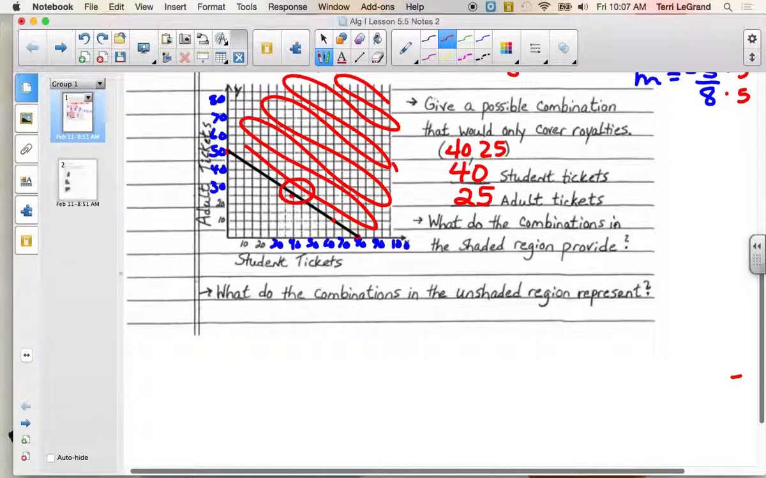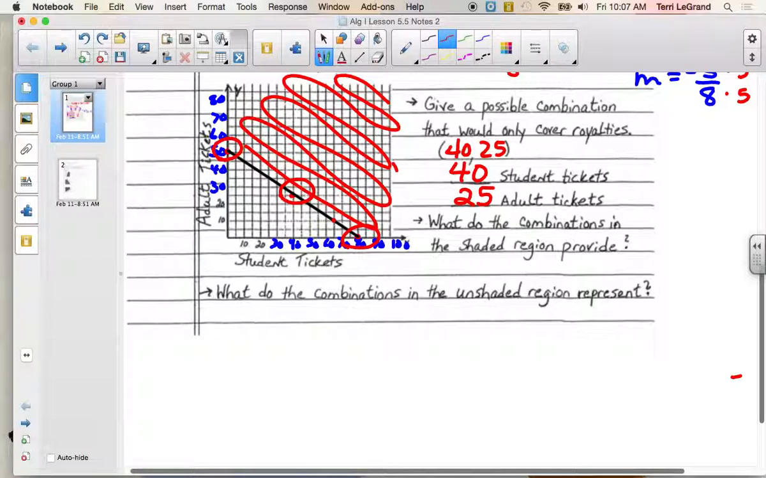But we know 3 of them for sure, because we used 3 points to graph the line. Wouldn't this one work also? Don't sell any student tickets. For some reason, the students don't go to the play, but just the adults do. Or how about this one? Only students go to the play, but no adults do? Yeah. Okay, now, let's answer this question.